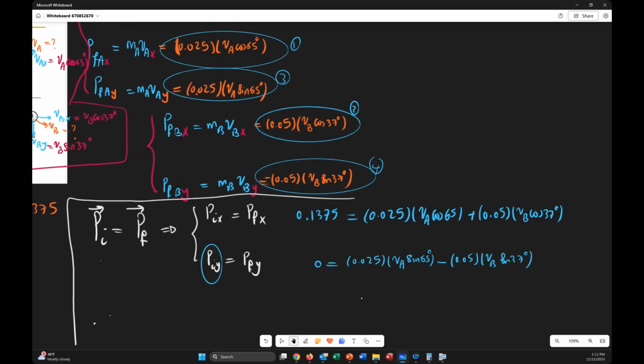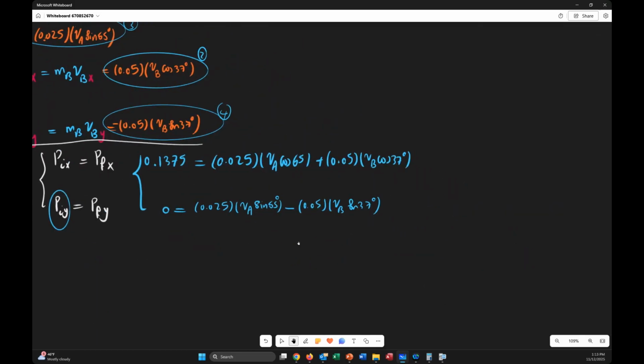Okay, how many equations, how many variables? Two variables, two equations, good? So, easy peasy. You can solve for one, plug it to another one. Okay, which one do you want to solve? Okay, so we are done with physics. The rest is just the algebra, because we just applied conservation of momentum.